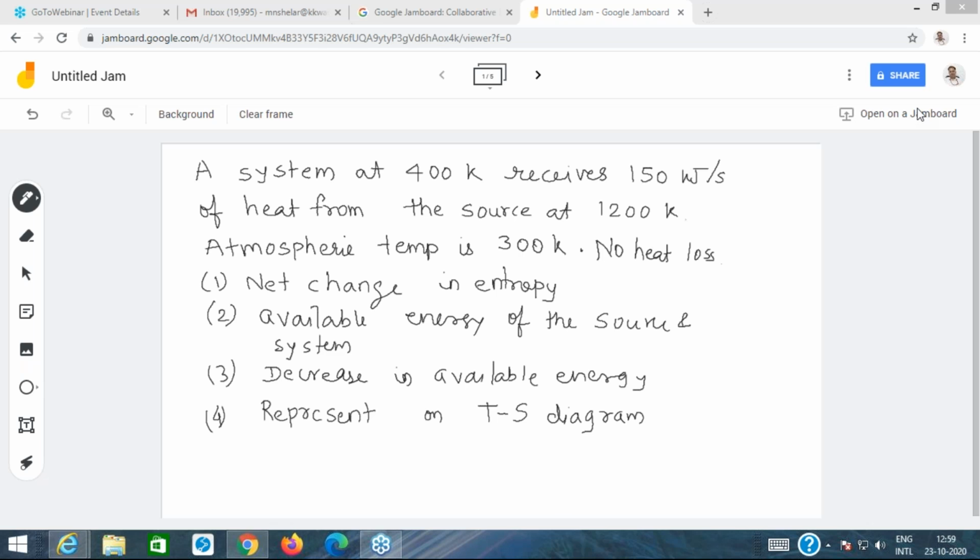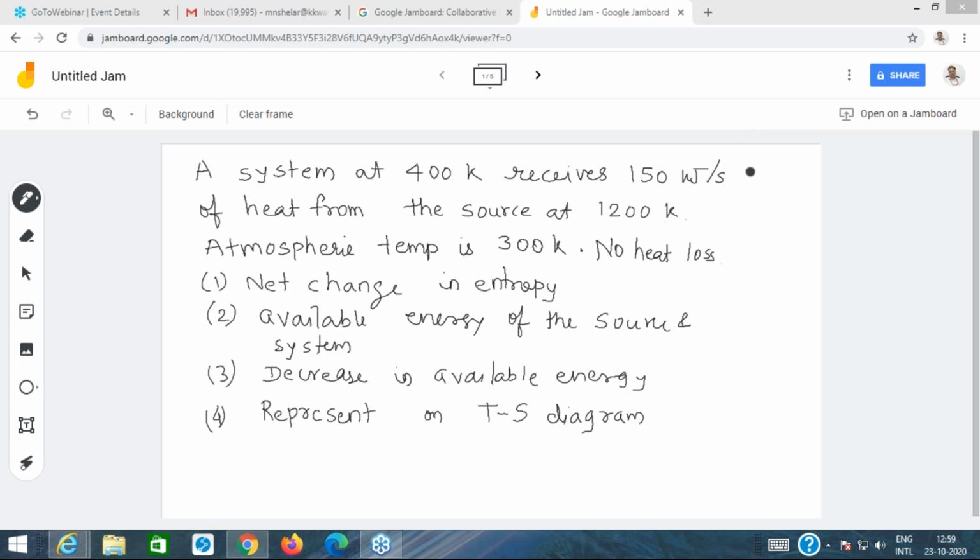Anish, is this understood? Tejas and Anish, whether you understood why the heat transfer is irreversible? Tejas, Anish. Okay, thank you, Anish. So now let us solve this problem.